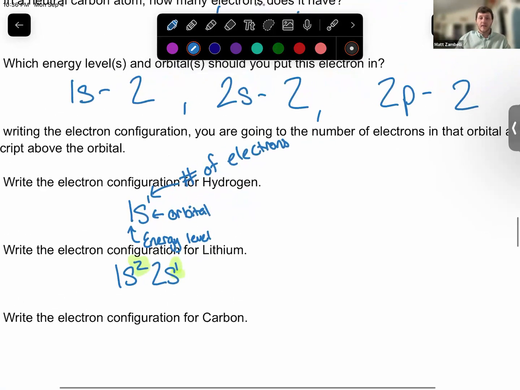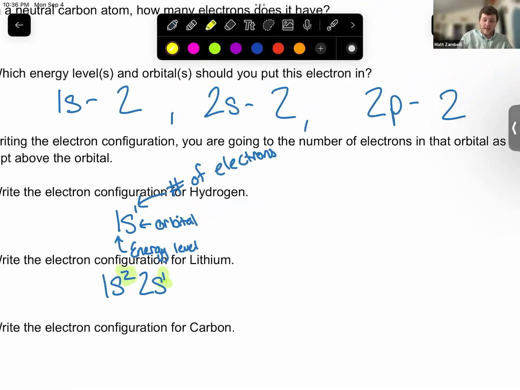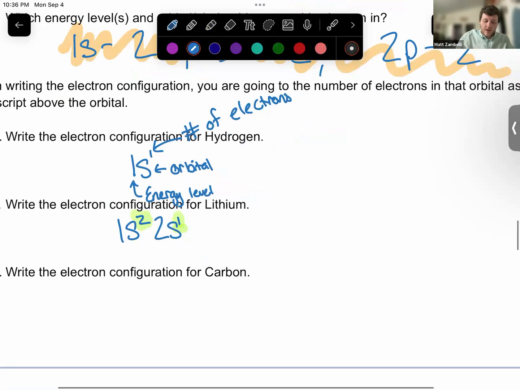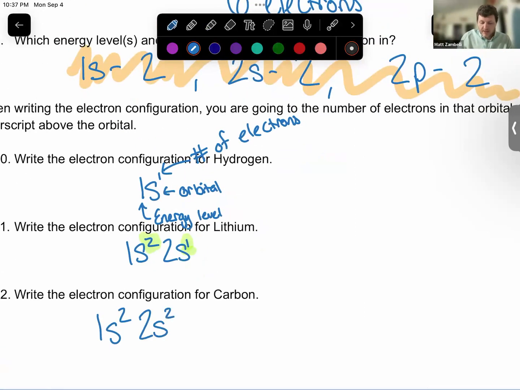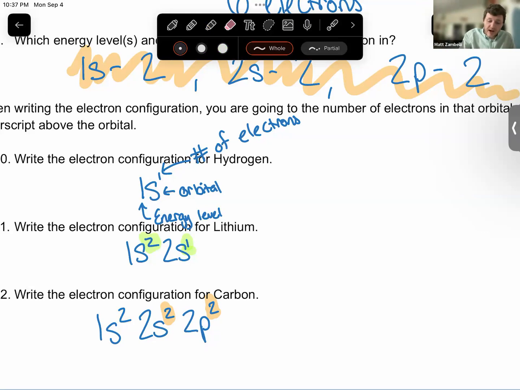So carbon had 3 different placements. So we got to do 1s2, 2s2, 2p2. And so now if we add up all of our electrons, 2, 4, 6, that gives us the total amount of electrons. And if we counted just the electrons that are in our second energy level, it gives us 4, which gives us a number of valence electrons.